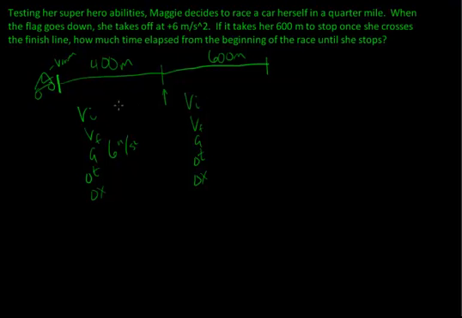So let's fill in what we know. We know she starts from rest. We know the first part of the race takes her 400 meters. We know the last part of the race takes her 600 meters for a total of 1000, but I can't put them together because, again, different accelerations. I also know that the final velocity at the second half is going to be 0 because she's going to stop at the very end.